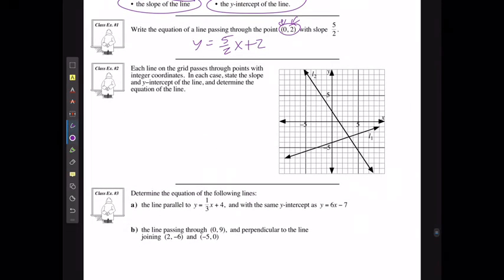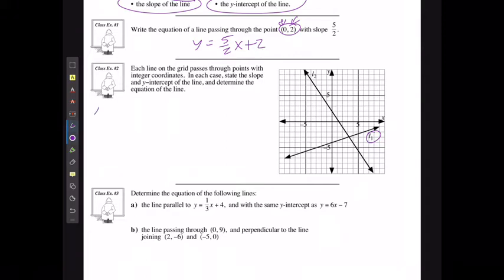For example 2, each line on the grid passes through points with integer coordinates. In each case, state the slope and y-intercept of the line and determine the equation of the line. Well, first one, I'm going to take a look at line 1.